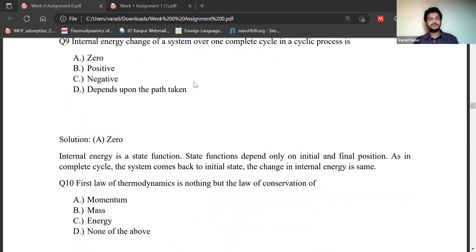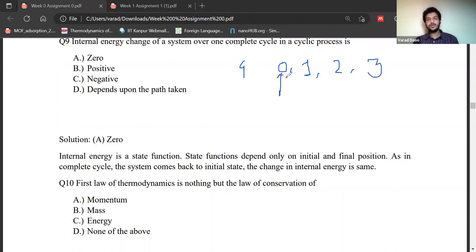So we'll go to the next question. The first law of thermodynamics is nothing but the law of conservation of what? Momentum? No. Mass? No. Energy? Yes. So the first law of thermodynamics is about energy. Let us understand; I will discuss all the laws of thermodynamics. How many laws of thermodynamics are there? There are 4: the 0th law, first law, second law, and third law.